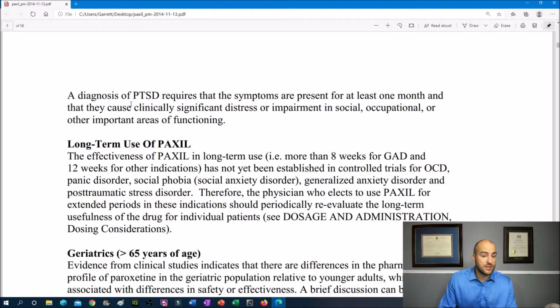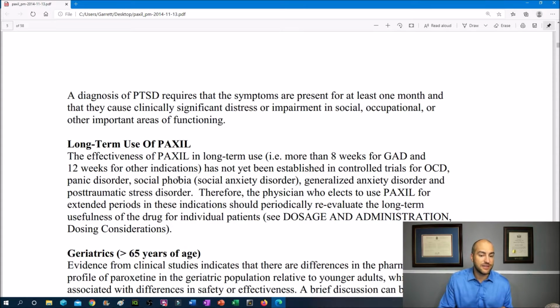A diagnosis of PTSD requires that the symptoms are present for at least 1 month and that they cause clinically significant distress or impairment in social, occupational, or other important areas of functioning. So next here, we're just talking about the long-term use of Paxil.